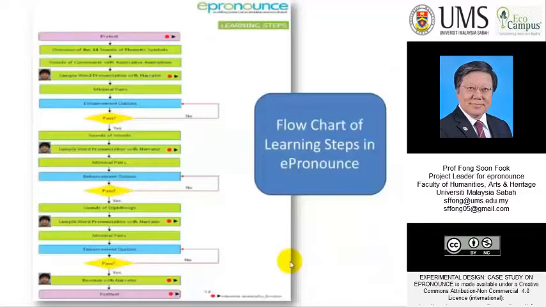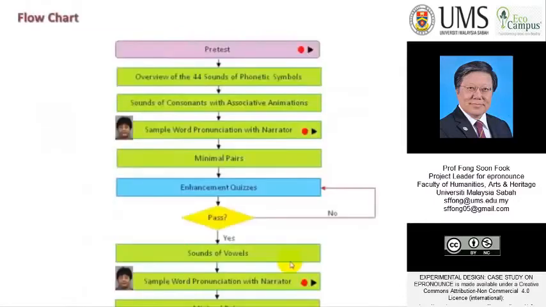The flowchart of learning steps in Epronounce is shown right from the pre-test, and they can flow along until the end, the post-test. And if they are successful in going through the module, then they'll be awarded a certificate. As we zoom in, the learner comes in and can take the pre-test, and as you can see, they can do a recording, then play back to listen to their own pronunciation, and if they are satisfied, they can also submit it for evaluation purposes.